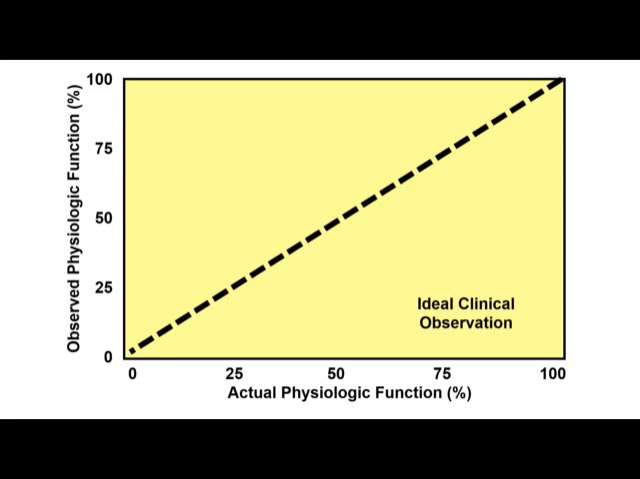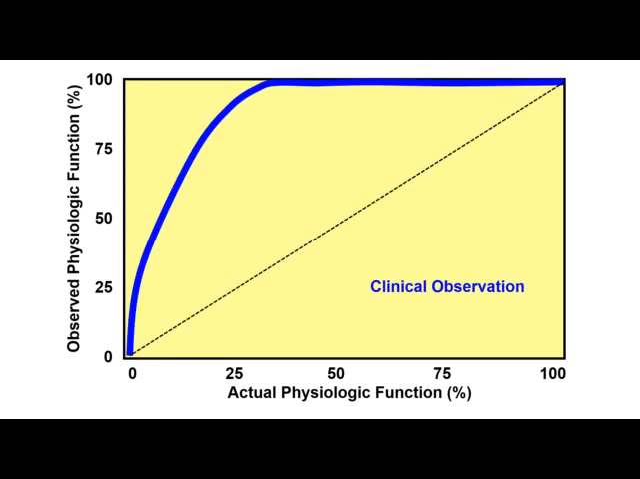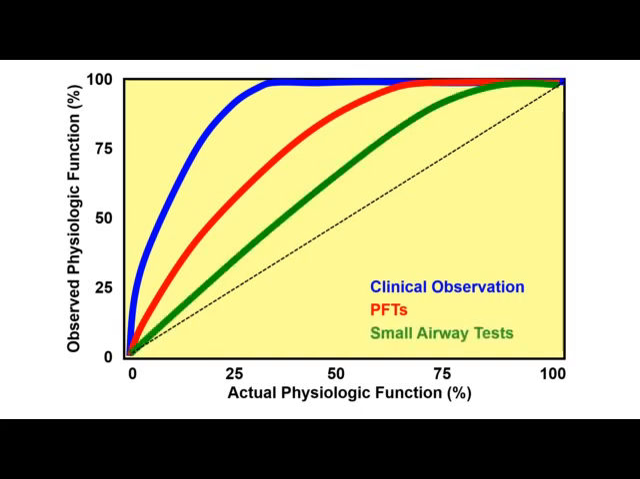If we look at the ability to detect loss of physiologic function versus actual physiologic function, the ideal would be that if you lost 25% of physiologic function, you would be able to detect that loss. This is ideal. It doesn't happen. In the clinical situation, patients can lose a lot of lung function before we know it, right? Even pulmonary function tests, although they can improve it, they're not perfect. And the hypothesis was that if we had tests of small airway disease, this might come closer to this ideal line as shown in green.